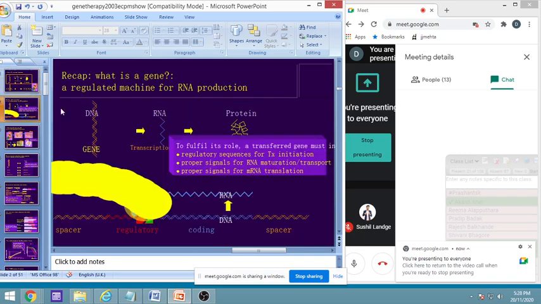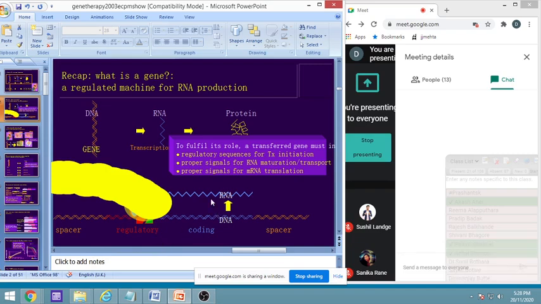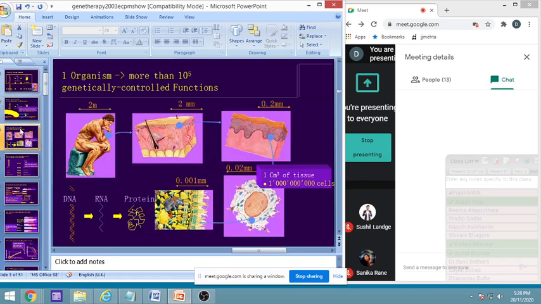So this is a regulator machine for RNA production, from chromosome to gene, DNA, RNA transcription, and proteins, and as I told you, they do structural and functional activities. There are many activities they are making. They can act as a spacer, regulatory proteins, coding, spacer. These are all DNA activities we can see on the chromosome. So organisms like human beings can have around 10 raised to 5 genetically controlled functions. You can imagine the number. And these are present in a variety of ways, and the outcome is there.